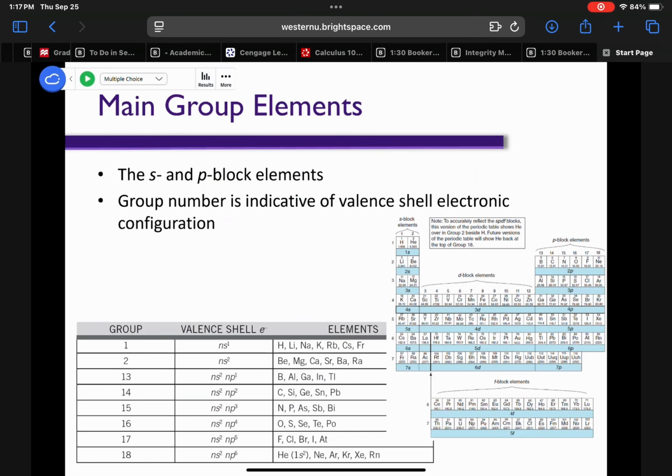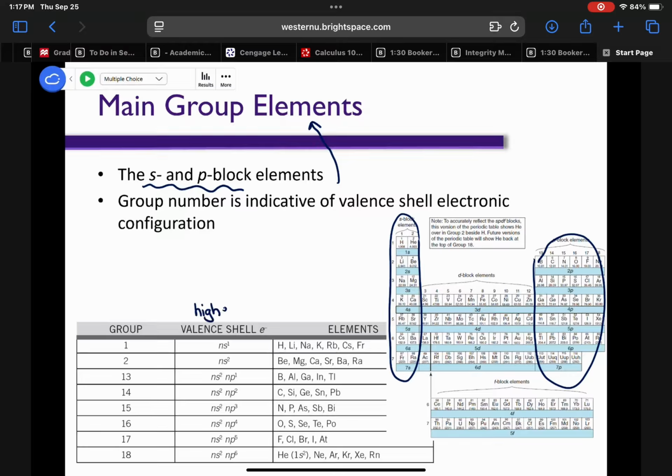So, you have this table in your notes, and we have already chatted about this. The S and the P block, those are our main group elements, and those are the key trends that we're going to be talking about. A lot of these trends have to do with the number of valence electrons. And now we know how to write out electron configurations. We know how to figure out which are the valence ones. Those are the highest N level electrons.